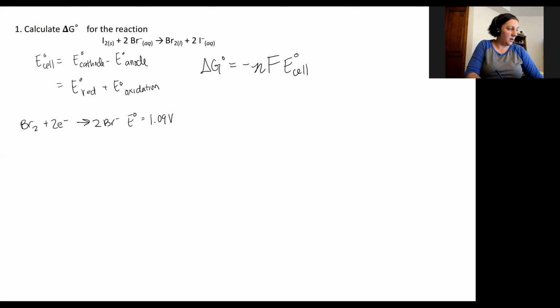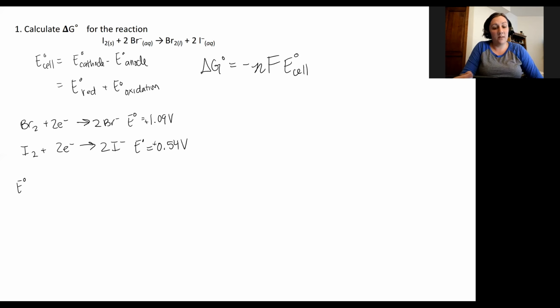Then we have our iodine reaction, where I2 plus 2 electrons gives us 2 iodide, for a reduction potential of 0.54 volts. So we'll set up our equation for our cell. Remember, our cathode is always reduction and our anode is always oxidation. We have our oxidation, which is our bromide, losing those electrons. That's oxidation, so that'll be the anode. This will be reduction, so this will be the cathode.